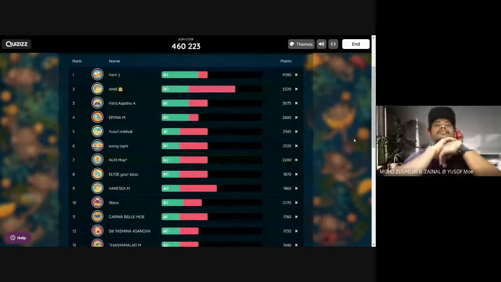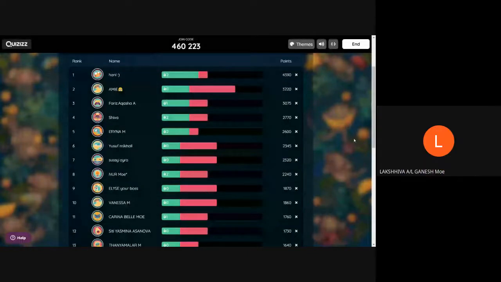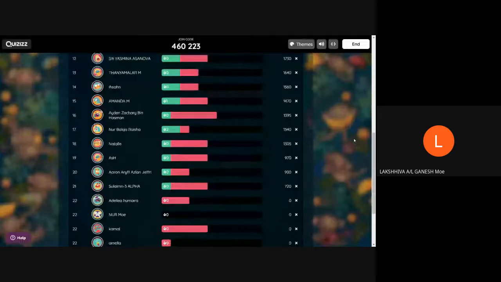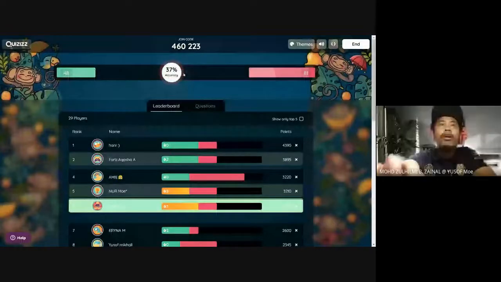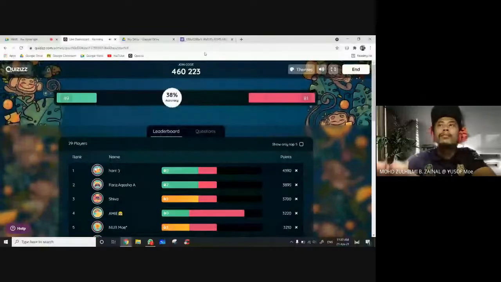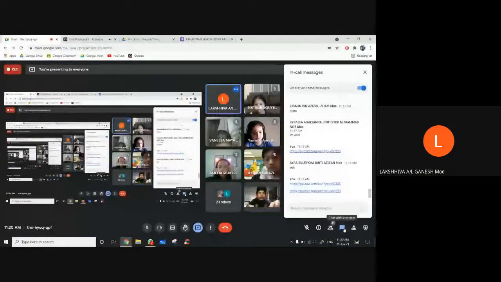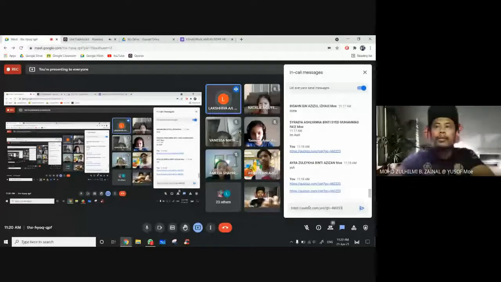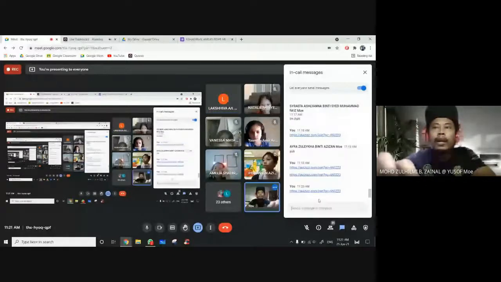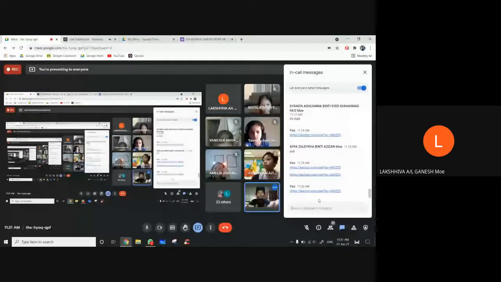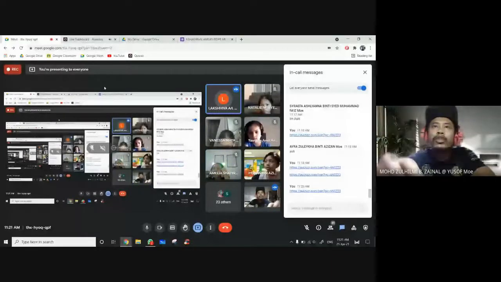Hurry up. For those who haven't joined, teacher sent the link in the chat box. Where is the chat box? The chat box is here, the in-call messages at the side, the one that says chat with everyone. Do you see it? Lakshiva, can you join? Do you know the link?